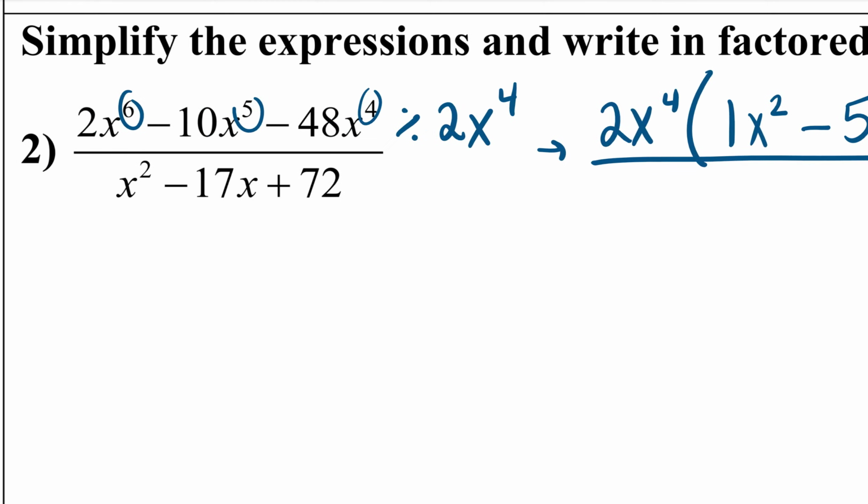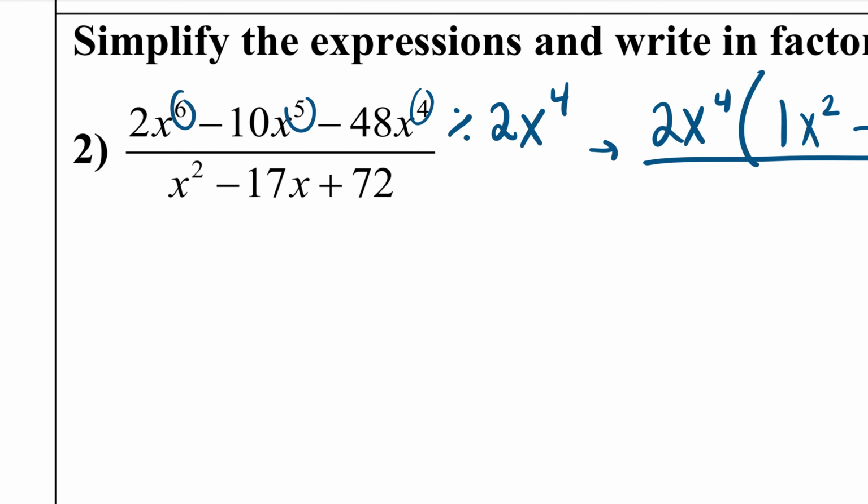Okay, so that's the top. Now let's go ahead and factor the bottom. So I don't have a GCF. If I have a GCF on top, then I just factor the bottom like normal. Or if I have a GCF on the bottom, then I just factor the top like normal. It's going to be one or the other, not both.